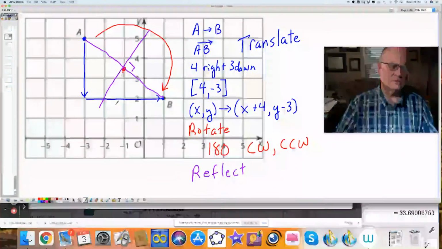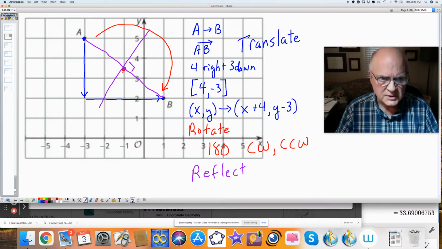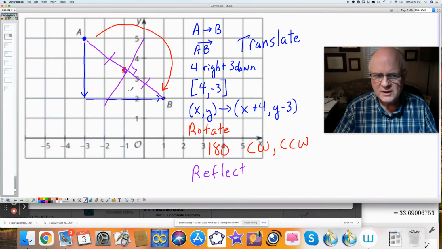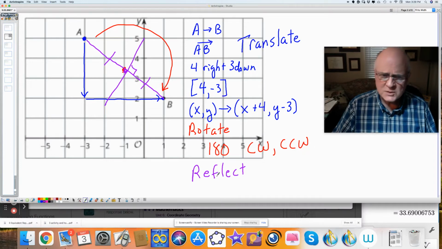I don't know. Let's see if I can do this a little better. Here we go. So I think I have to go up this far. No, that's too far. I'm going to go across the perpendicular bisector of this segment. So it has to be perpendicular and it has to be the midpoint of the segment. So that's the way that we would reflect across it to get it.